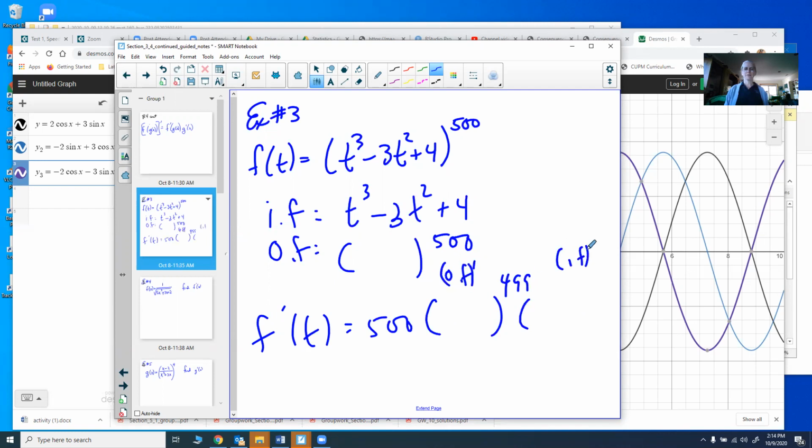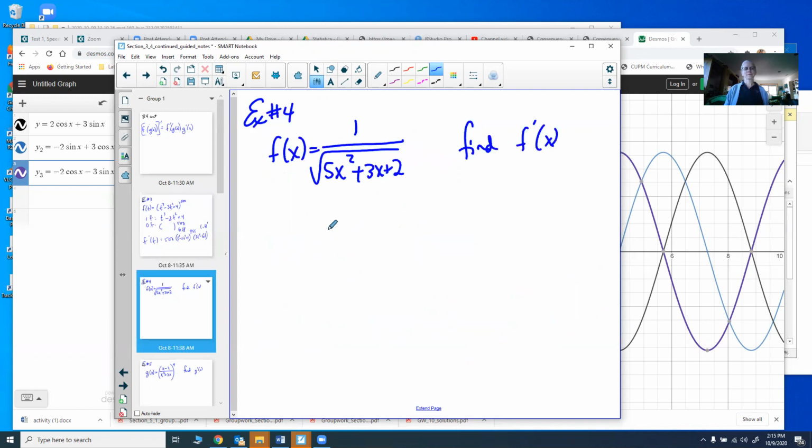My derivative of my inside function would be 3t squared minus 3 times 2 is 6t, and then the derivative of 4 is 0. Again, that's the derivative of my inside function. This is the derivative of my outside function. The last thing to do is put my inside function back in. It was t cubed minus 3t squared plus 4. This is why this is called the chain rule, by the way, because here is your derivative of your outside function, and then you chain to that the derivative of the inside.